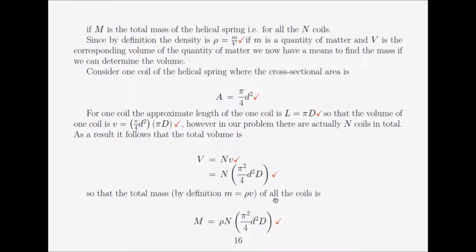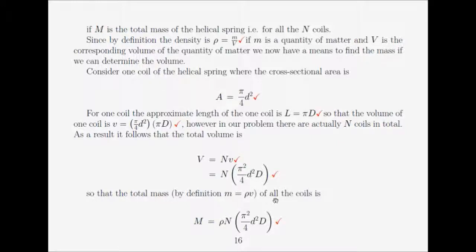The cross-sectional area, basic first-year stuff, is pi by 4 d squared. For one coil, the approximate length is pi times the diameter. Remember that circumference is pi times diameter. So this is what the formula is saying. The length, the circumference around the coil, is pi times diameter. So the volume of one coil is pi by 4 d squared times pi d.